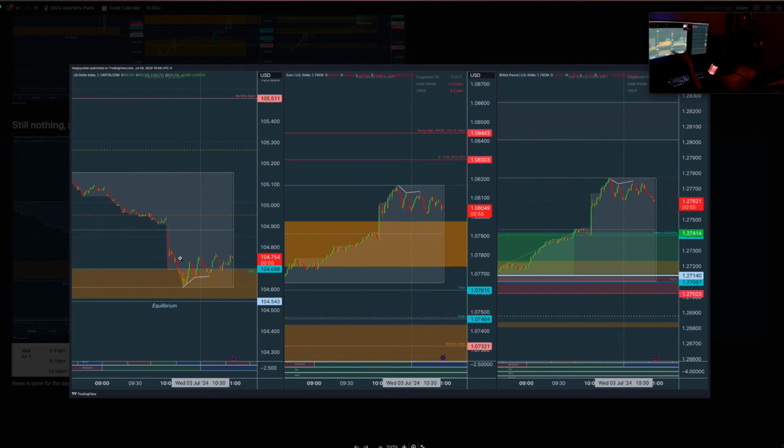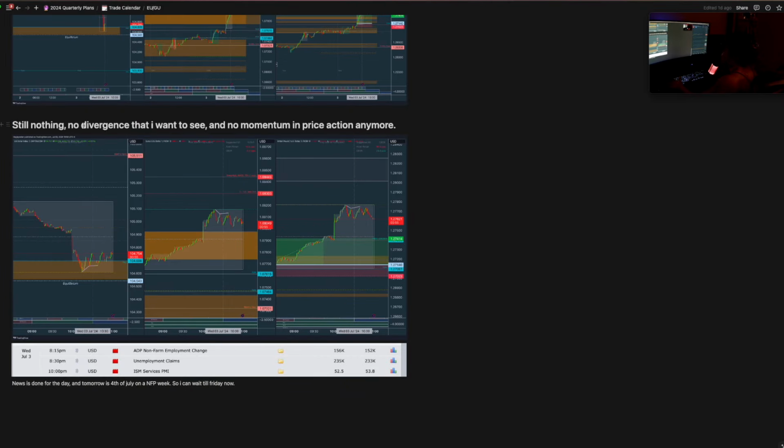Okay, so over here, I was also trying to spot the pink arrows that I drew out, which is divergence, but I couldn't spot any. So this was already 10:59, and I decided, okay, there's nothing else for me to do today. See, still nothing, no divergence that I want to see, and no momentum in price anymore. And then I recorded, news is done for the day, and tomorrow is 4th of July on an NFP week. So I can wait until Friday now.